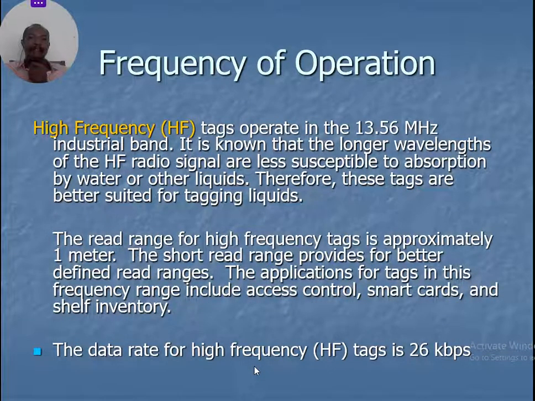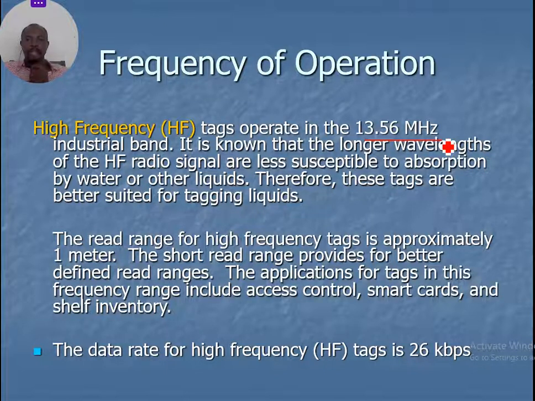Now, the frequency of operation for this concept: the high frequency tag operates at 13.56 megahertz. You can see this is not in the kilohertz range we were just talking about. This tag operates at 13.56 megahertz, and this is for the industrial band.